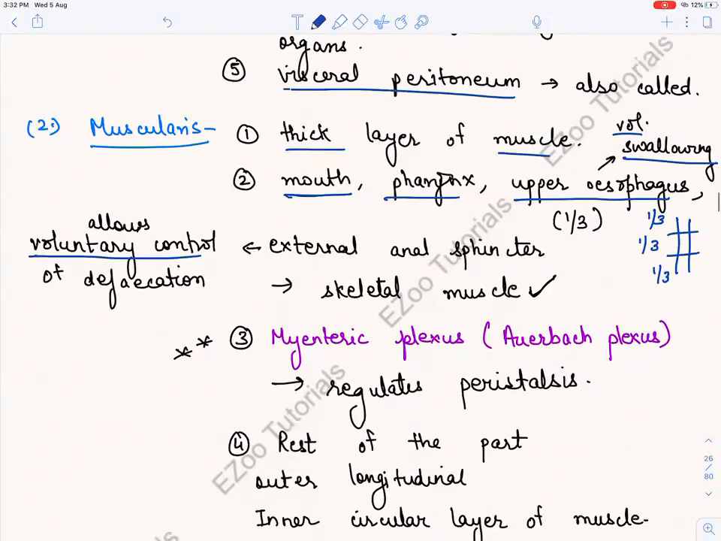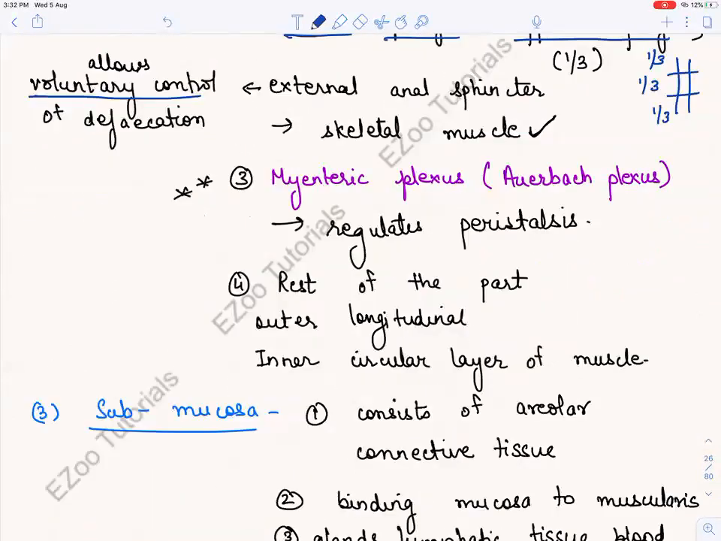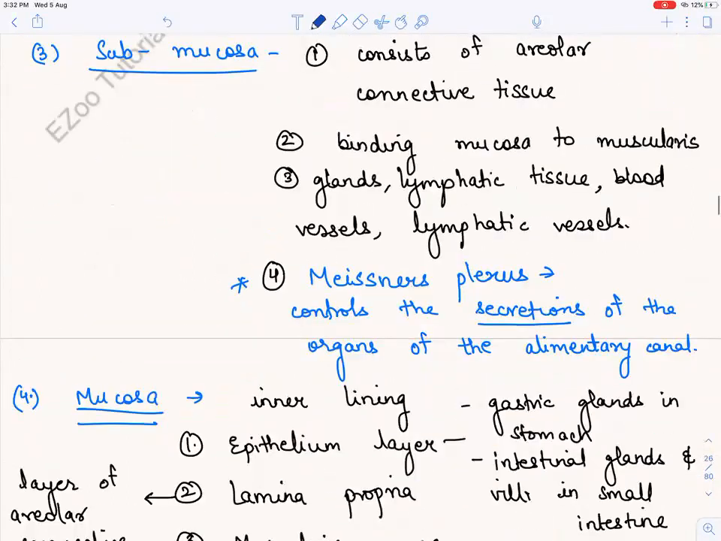And then we studied the myenteric plexus, where I said the important thing to remember is it regulates peristalsis. And in the rest of the muscularis, there is an outer longitudinal and inner circular layer of muscle, right? Easy to understand. Then we came to submucosa.